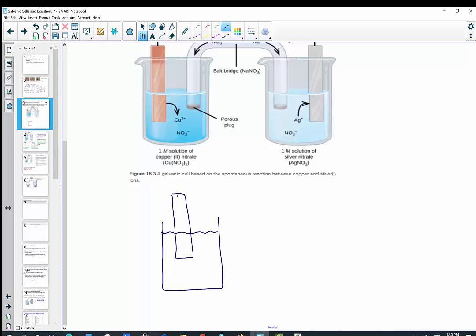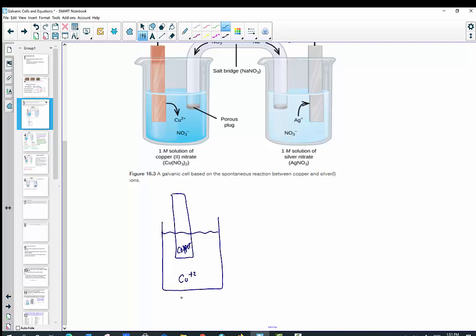In this particular picture, this is pure copper metal. Now in the last picture it was a wire of copper coiled in a spring, but here generally an electrode is just a flat piece of metal. And in the solution we have a copper nitrate solution.